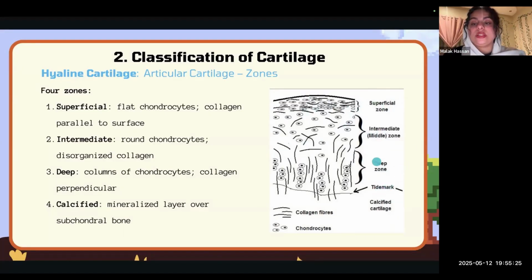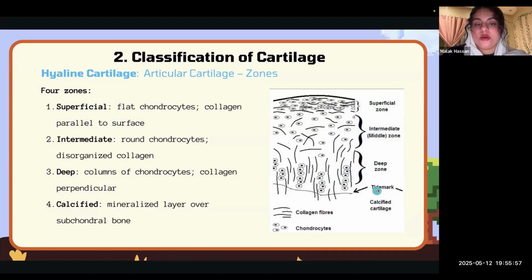However, the deep zone is going to be even more organized. It's going to be columns, basically the opposite of the superficial zone, and it's going to look like columns of chondrocytes, and the collagen will be perpendicular. And then you have the calcified cartilage, which is a mineralized type of cartilage that basically exists just above the bone, and then it attaches it to the bone.